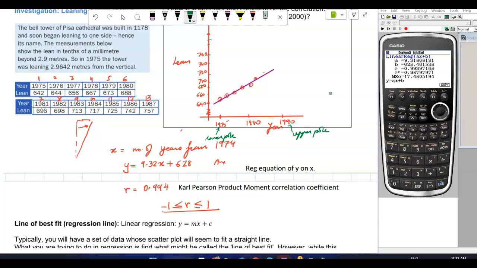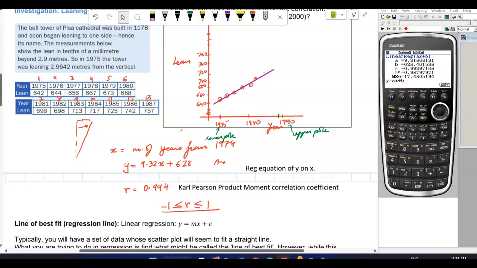So what's your lower pole? 1975. Okay. What is the upper pole? 1987. So for lower and upper, you look at the x values. Now, if you want to find the lean somewhere in the middle, at 78, then you go from 78 and find the lean. That's called interpolation. So if your x lies between the lower pole and the upper pole, that's called interpolation.